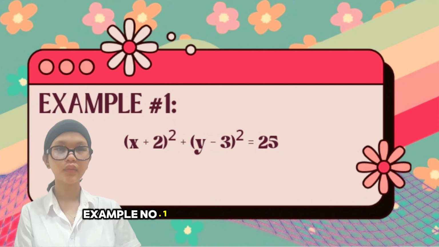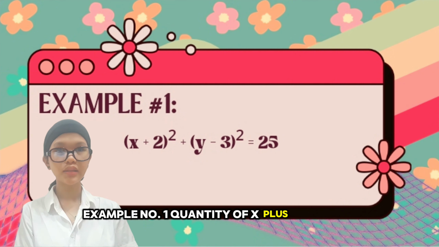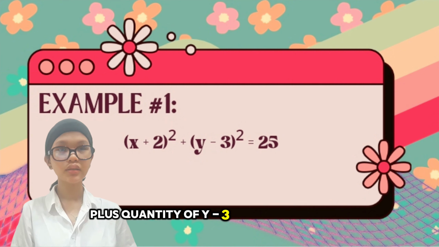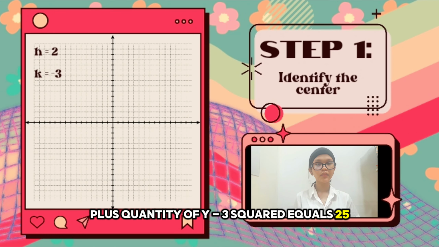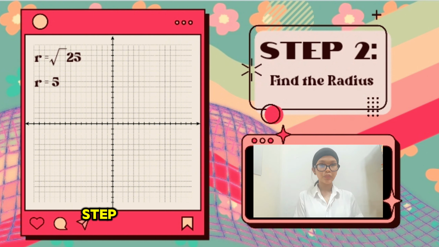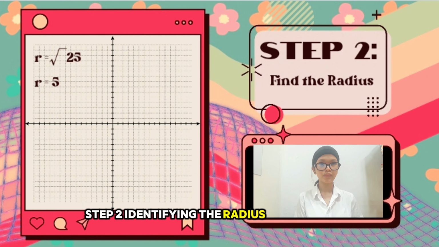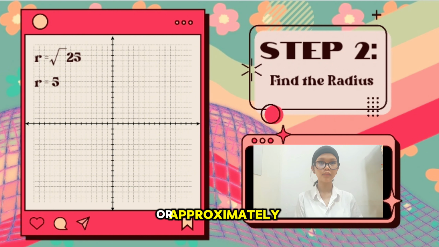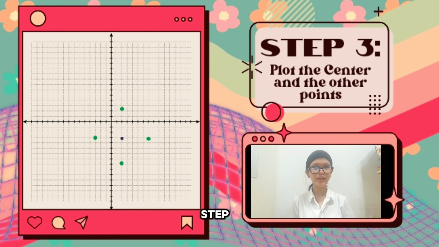Example number 1. Quantity of x plus 2 squared plus quantity of y minus 3 squared equals 25. Step 1. Identify the center of the circle. The center of the circle is 2 and negative 3. Step 2. Identify the radius of the circle. The radius is r equals square root of 25 or approximately 5.